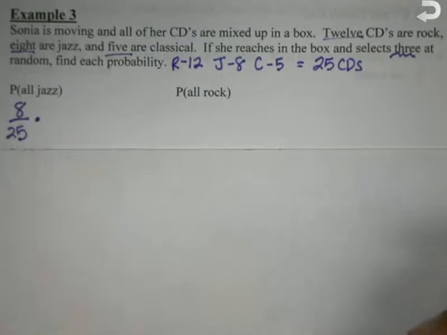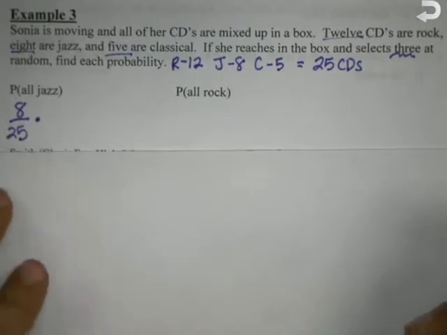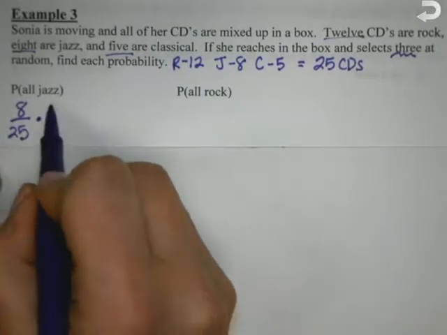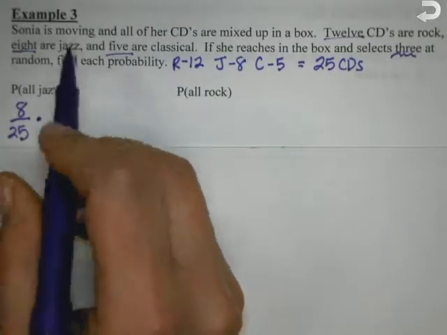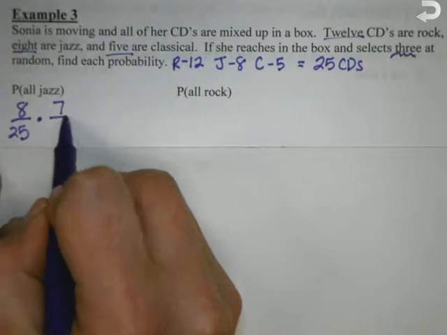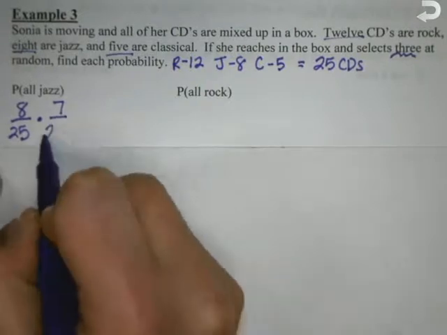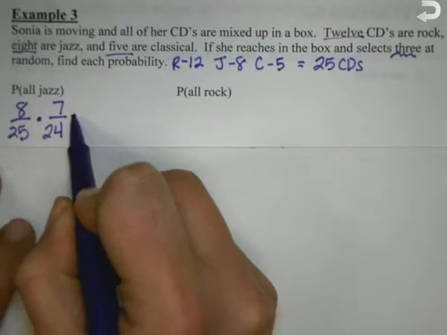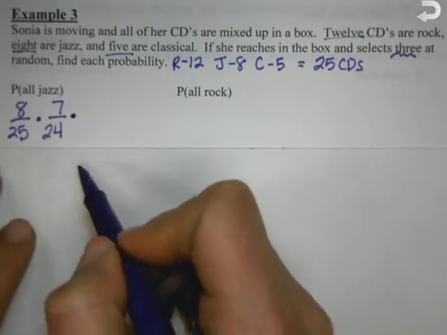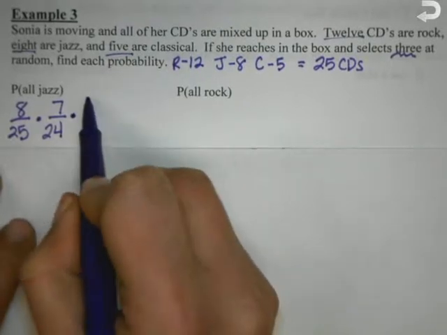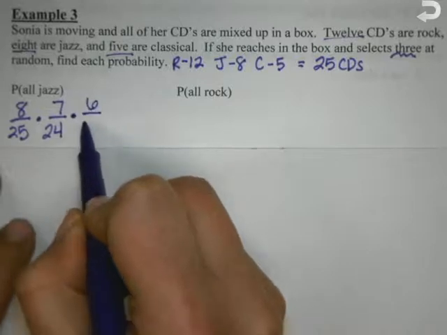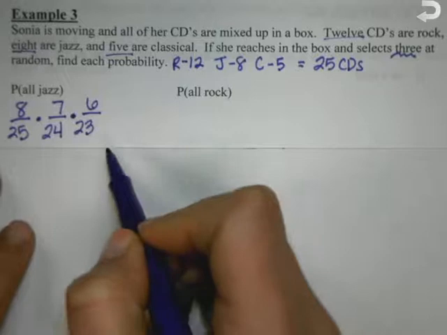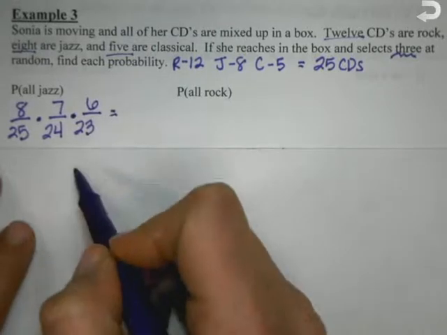So we're multiplying here. Now I took 1 CD away, and one of them was jazz, so that means my probability for my second is going to be 7, because there's only 7 jazz CDs left, over 24, because there's only 24 CDs left, times, and remember we're pulling 3 here, so my last probability of pulling the last one jazz is going to be 6, because there's only 6 jazz albums left, over 23, because now I've already chosen 2. So let's see if we can reduce anything first.